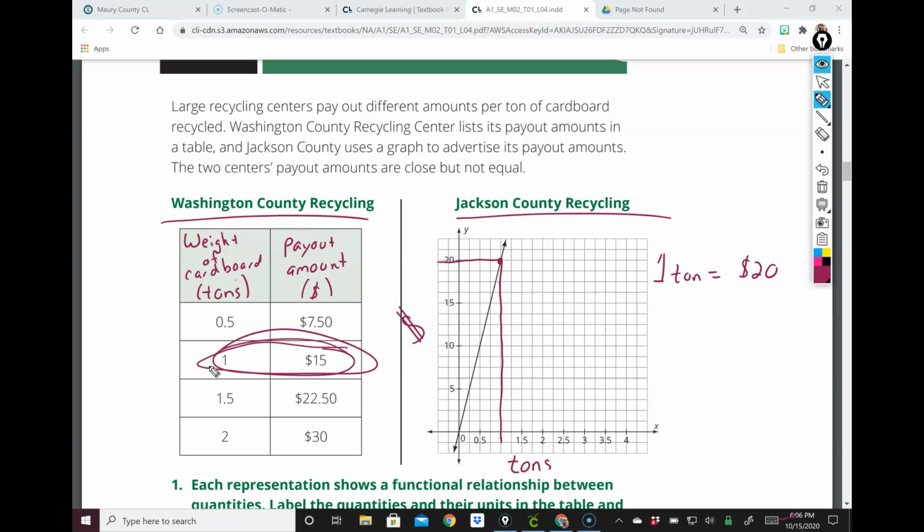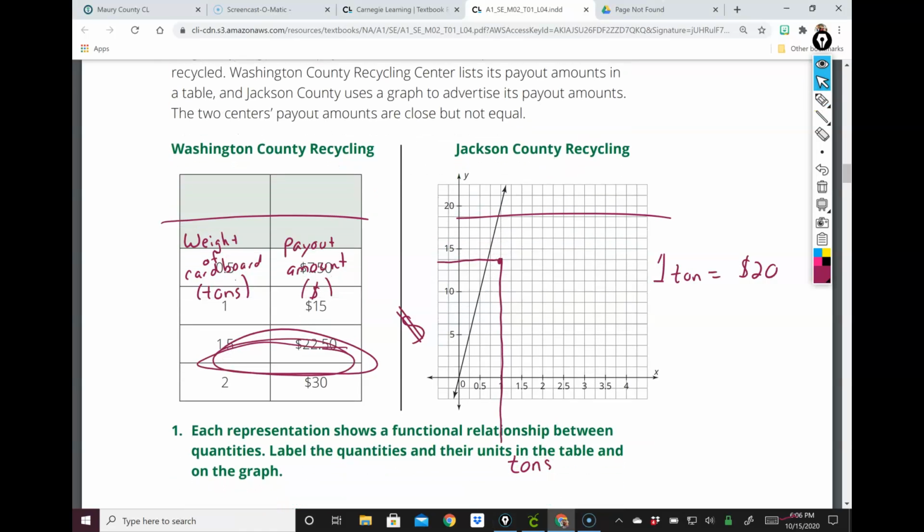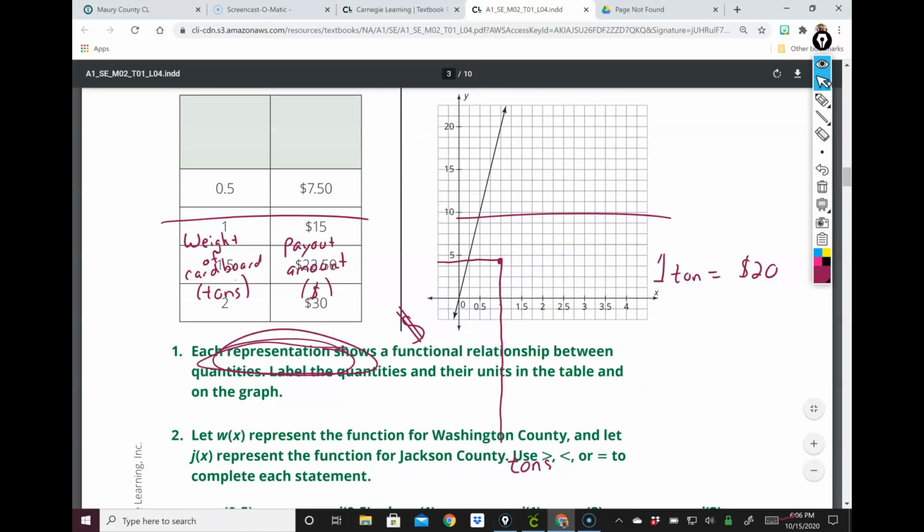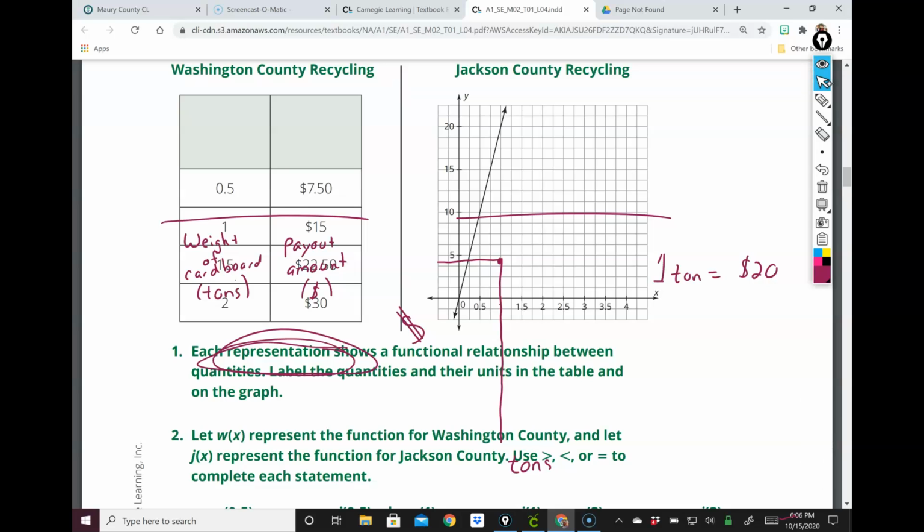Number 1, it says each representation shows a functional relationship between quantities. Label the quantities and their units in the table. So we did that. Number 2 says let W(x) represent the function for Washington County, and let J(x) represent the function for Jackson County, using greater than, less than, or equal to complete each statement.